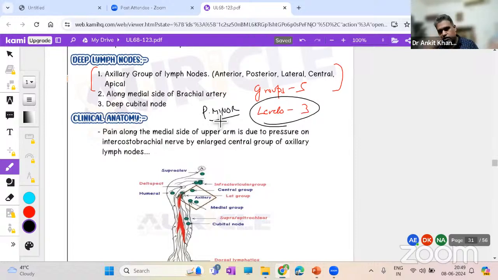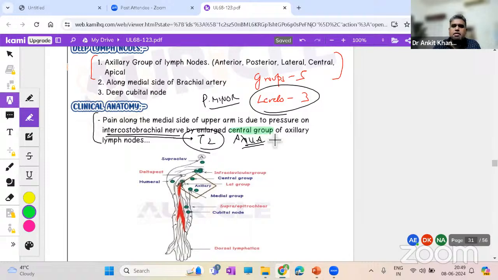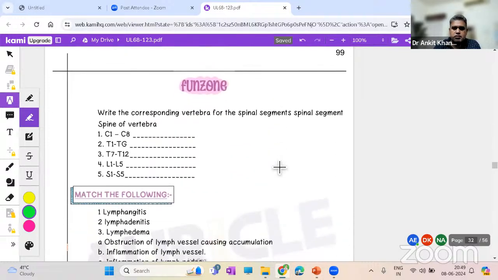So don't worry if you just jumped onto this session suddenly and are watching this video, go to the previous videos. You will gain a lot of knowledge. Clinical anatomy: pain along the medial side of the arm is due to pressure on the intercostobrachial nerve by a large lymph node. This intercostobrachial nerve is a very, very thin nerve, mainly coming from the T2 level, and it runs in the axilla. Being very thin, it might be compressed by enlarged lymph nodes. They might ask you which lymph node, then you might answer, the central group might be there. Okay, it might be compressed.